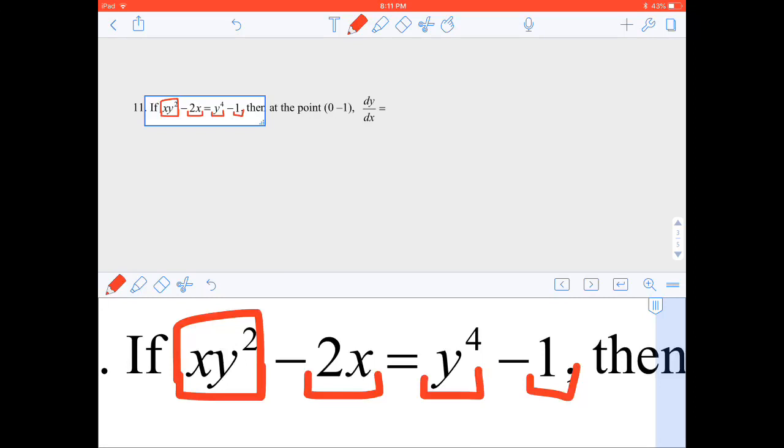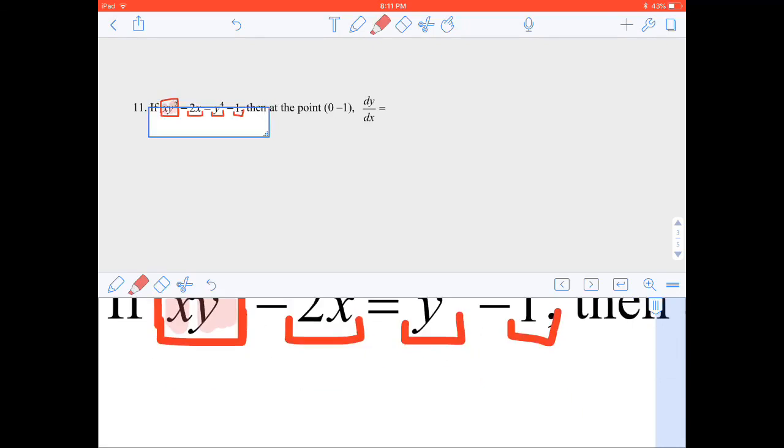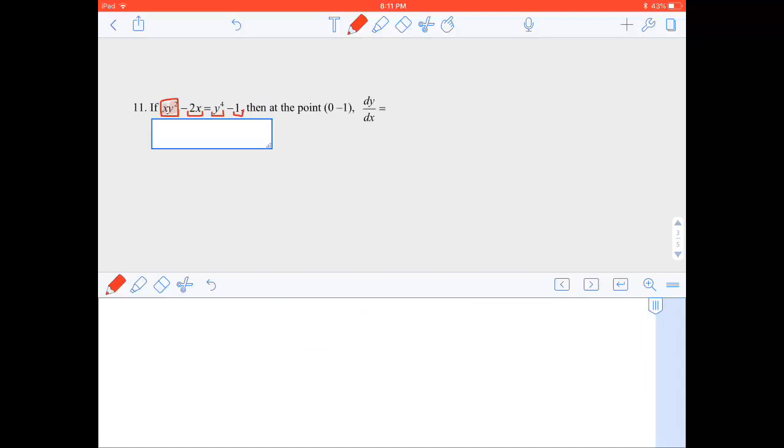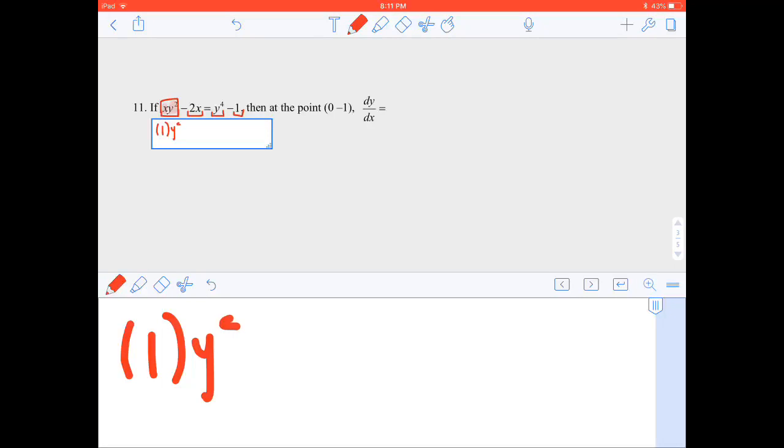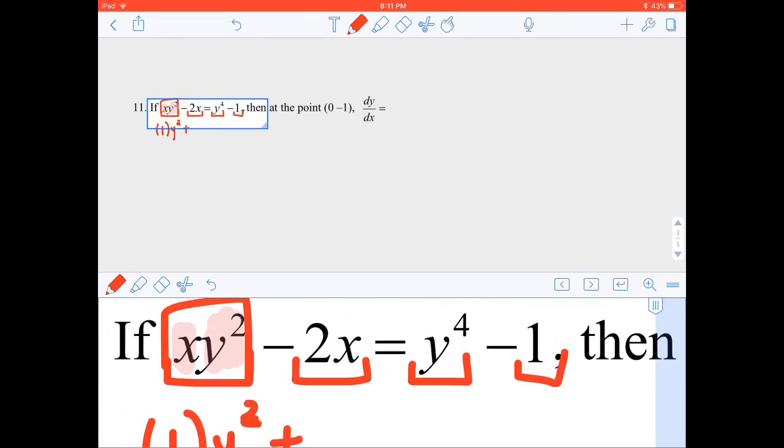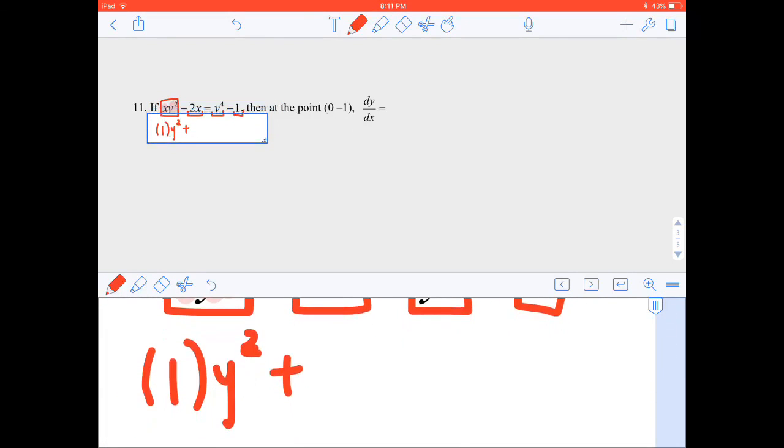So my first function is x, and then my second one is y squared. So I'm going to take the derivative of the first. Derivative of x is going to be 1, times my second function, so y squared, plus derivative of my second function.